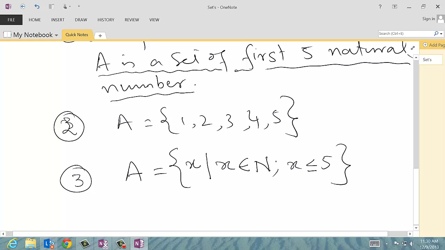And this last one, number 3, is called the set builder notation. And this is called the tabular form.